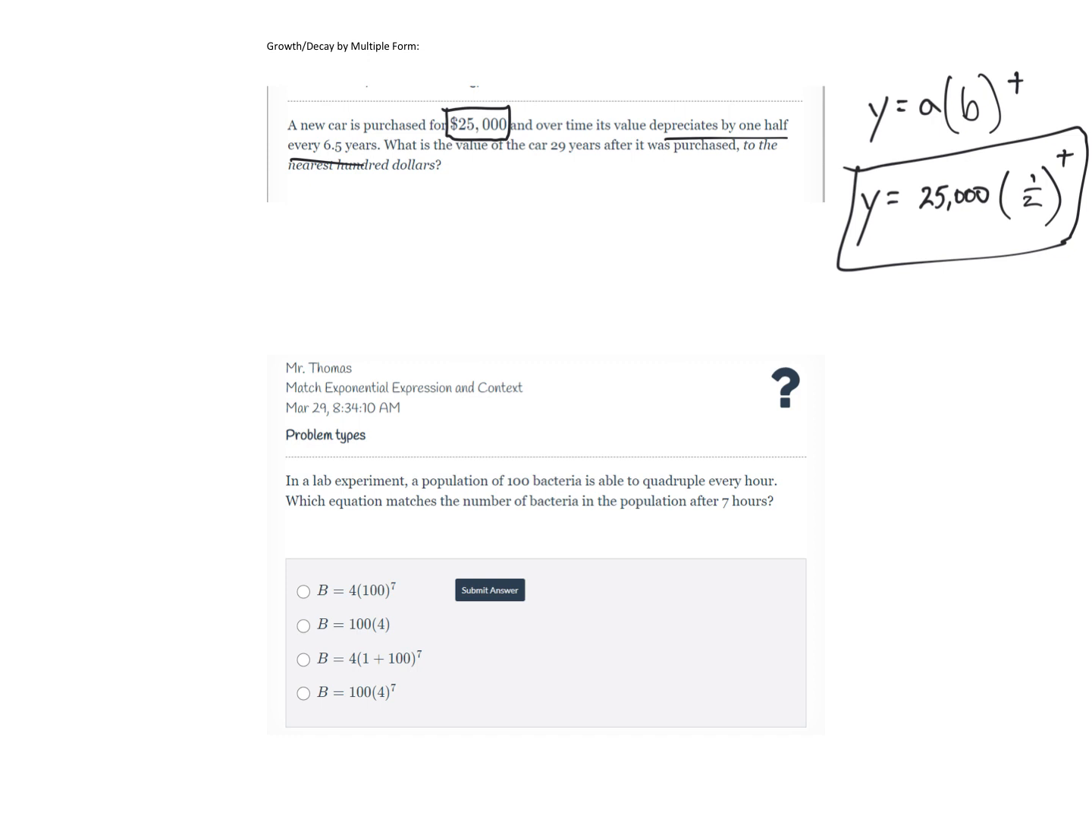Well, let's move on. Okay, this is an important question. In a lab experiment, a population of 100 bacteria is able to quadruple every hour. So here's the equation: 100. Quadruple means times what? 4. So raise that to t for time. There's your equation. But the question is, which equation matches the number of bacteria in the population after 7 hours? So you want an answer that has this equation, but the t is 7. So that's this one.